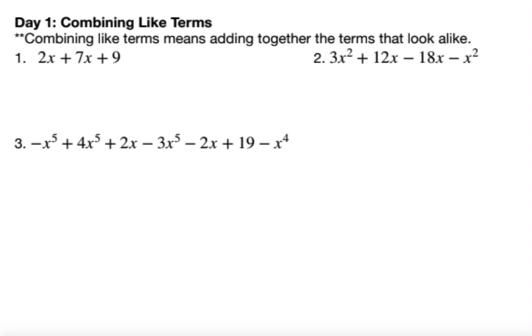So if I'm looking at number 1, I see 2x plus 7x plus 9. And so my like terms would be 2x and 7x. And when I add together 2x and 7x, I would get 9x. And then I still have that plus 9 at the end.